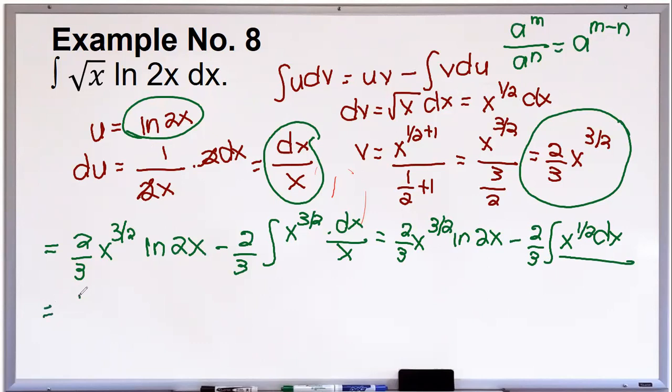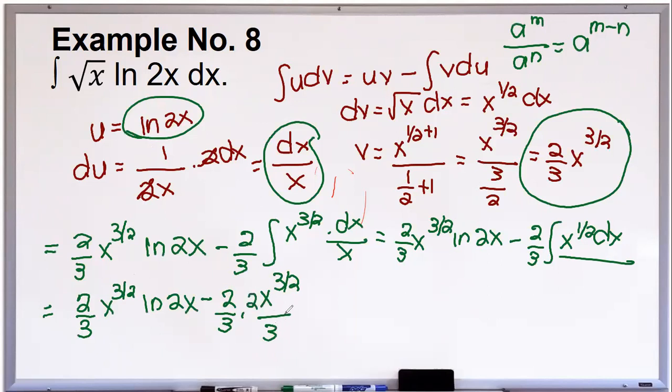So this will become 2/3 x raised to 3 over 2 ln of 2x minus 2 over 3 times x raised to 3 halves. So ito over 3, reciprocal lang natin. Diba? So plus c. Complex fraction yon, so reciprocal over 3 over 2 yon. So reciprocal mo lang, taas mo si 2, magiging ganyan na siya.